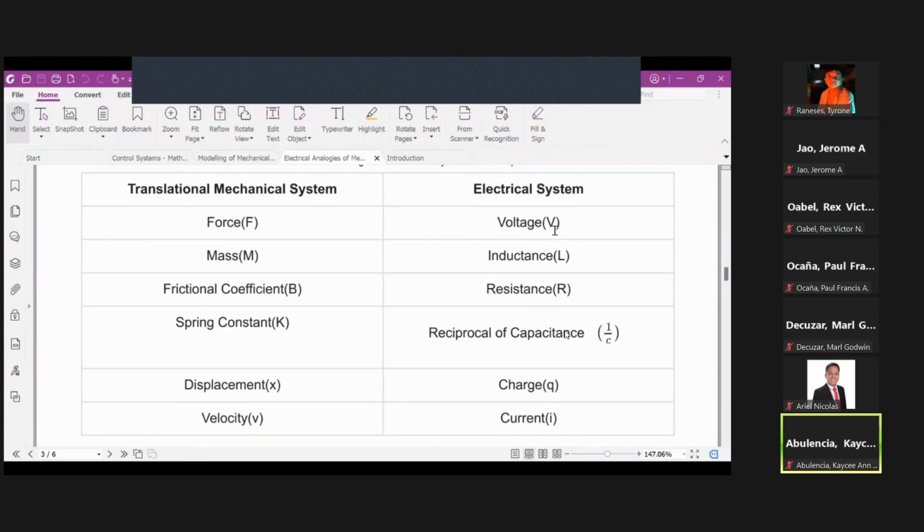The force is equivalent to your voltage. The mass is equivalent to your inductance, according to your writing of your differential equation. The frictional coefficient B is analogous to your resistance. The spring constant K is analogous to the reciprocal of capacitance, or 1 over C. The displacement X is equivalent to your charge Q, and the velocity is equivalent to your current.